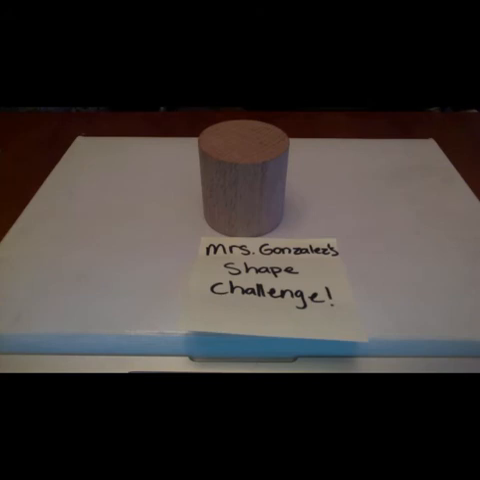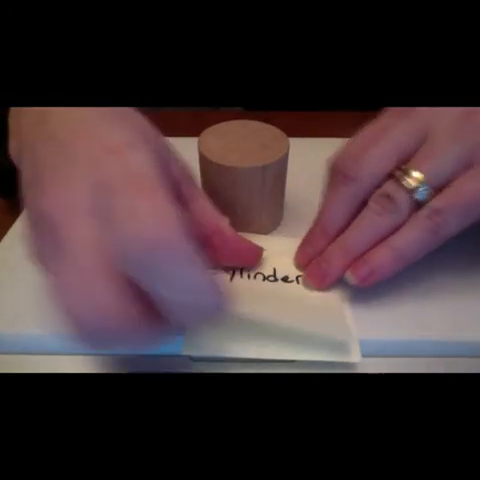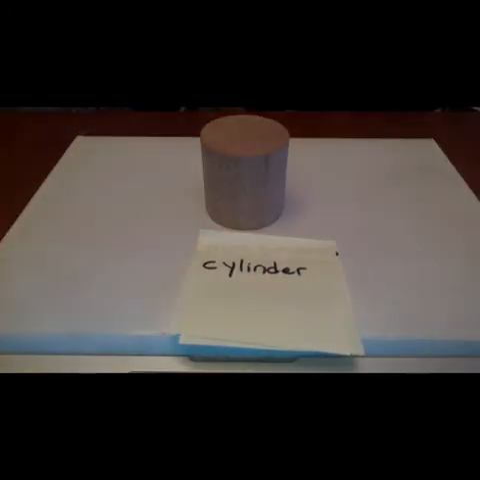Hey there, welcome to Mrs. Gonzalez's Shape Challenge. I'm going to put a shape in front of you and it is a 3D shape and your job is to figure out which shape it is. Let's start with the shape that's in front of you. It has a flat top, a flat bottom, and a curve around the middle. Which shape is this? If you said cylinder, you would be correct.